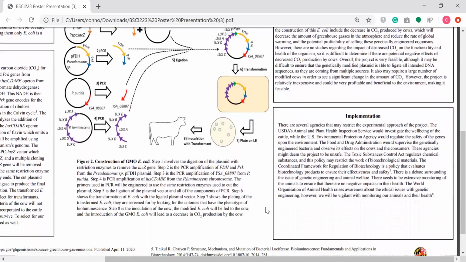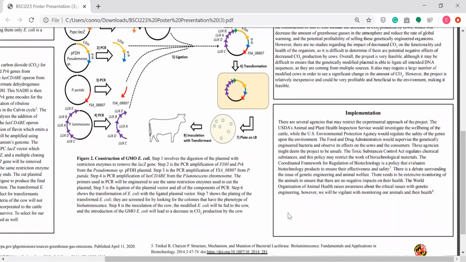So there are regulatory agencies that would oversee this project, one of which includes the Animal and Plant Health Inspection Service, and this would investigate the well-being of cattle. There is also the Environmental Protection Agency. This would regulate the safety of the genes and its impact on the environment. And lastly, the Food and Drug Administration would be supervising this genetically engineered bacteria and observe its effects on not only the cows, but also the consumers.